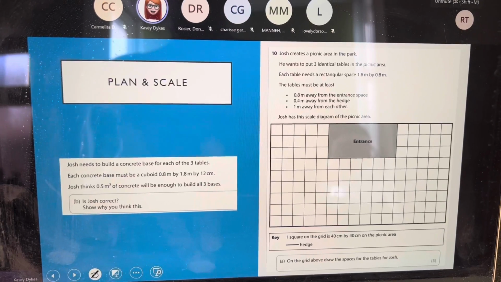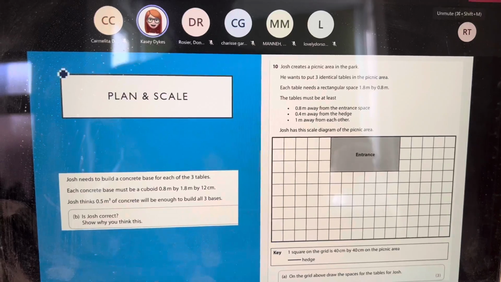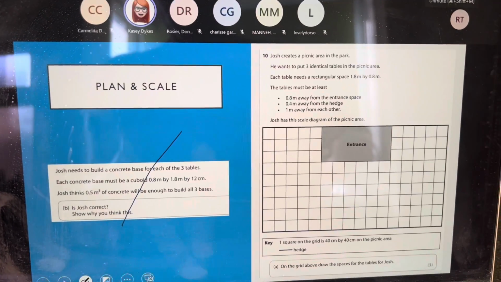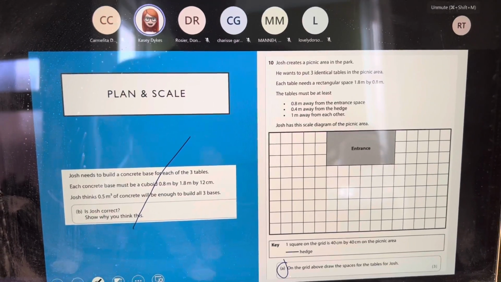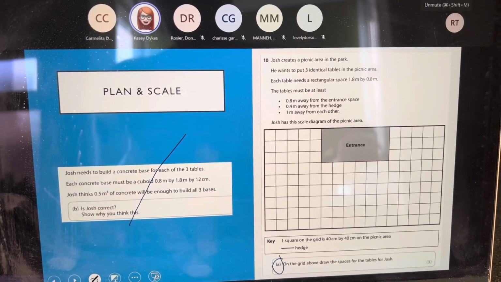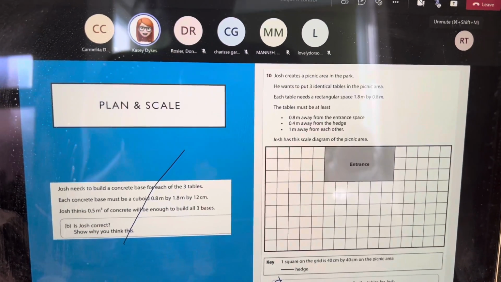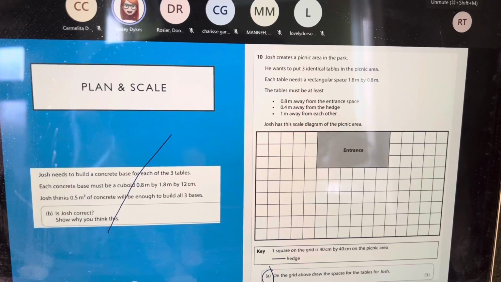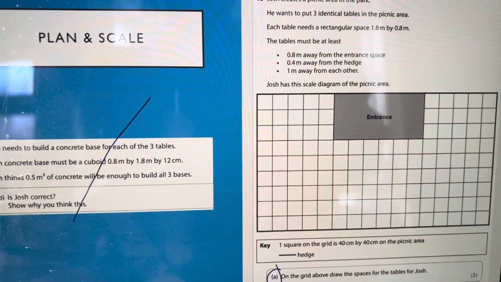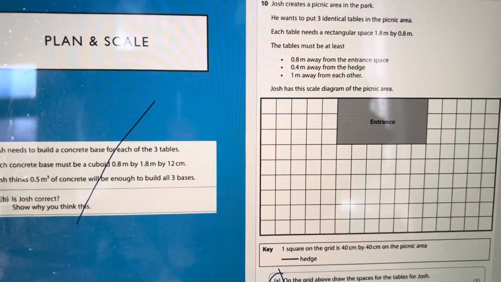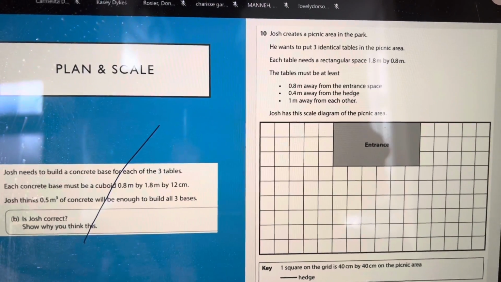So we're just looking at part A because this bit over here is part B. So ignore that bit for now. We're just focusing on this bit. Josh creates a picnic area in the park. He wants to put 3 identical tables into the picnic area. Each table needs a rectangular space 1.8 by 0.8 metres. And the tables must be at least 0.8 metres away from the entrance, 0.4 metres away from the hedge, and 1 metre away from each other.